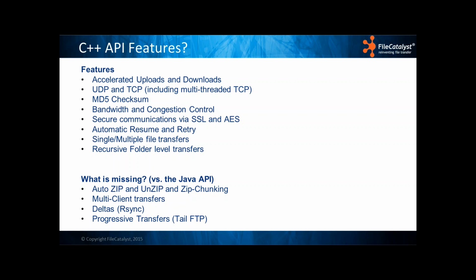So what features are available in the current build of C++? Well, you have acceleration for both uploads and downloads, for UDP and TCP. TCP can also be done with multi-threading. So that means if you start multiple TCP threads, you'll get faster improvements. And this will help you with those stubborn firewalls that block UDP. You can also bring TCP down to a single stream, and then it will really behave more like a regular FTP interface.